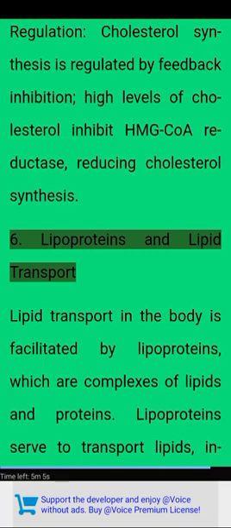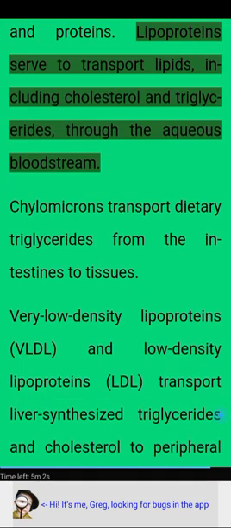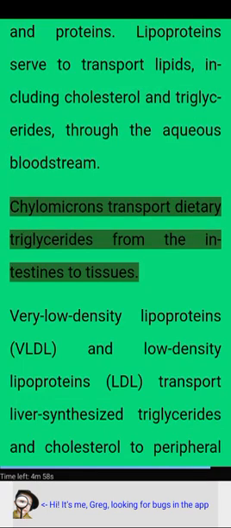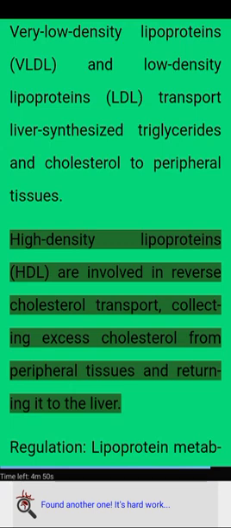6. Lipoproteins and lipid transport. Lipid transport in the body is facilitated by lipoproteins, which are complexes of lipids and proteins. Lipoproteins serve to transport lipids, including cholesterol and triglycerides, through the aqueous bloodstream. Chylomicrons transport dietary triglycerides from the intestines to tissues. Very low-density lipoproteins, VLDL, and low-density lipoproteins, LDL, transport liver-synthesized triglycerides and cholesterol to peripheral tissues. High-density lipoproteins, HDL, are involved in reverse cholesterol transport, collecting excess cholesterol from peripheral tissues and returning it to the liver.